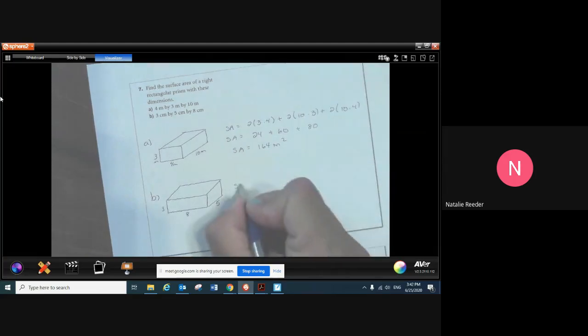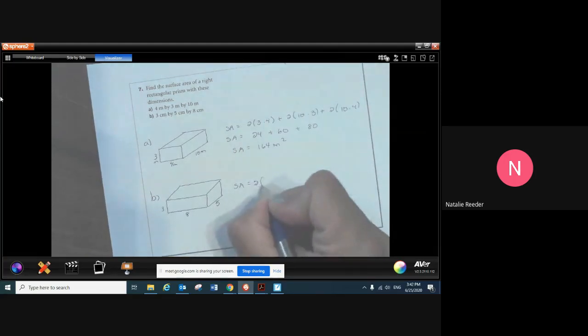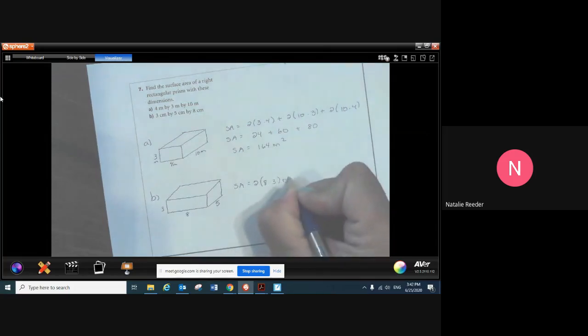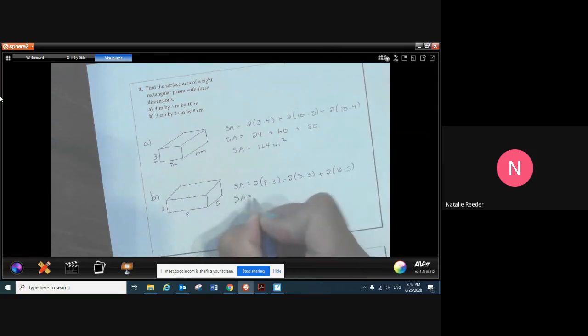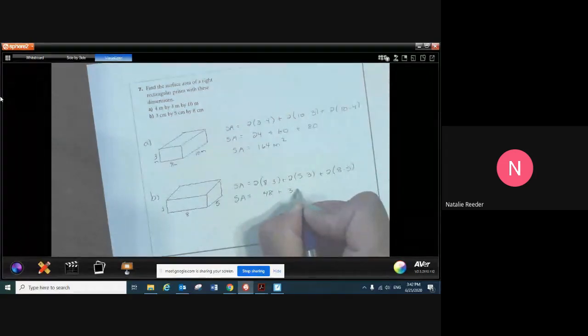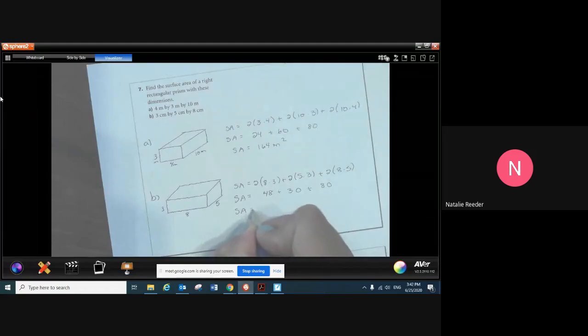Surface area is 2 times the area of the front, 8 times 3, plus 2 times the area of the side, 5 times 3, plus 2 times the area of the top, which is 8 times 5. Let's do our multiplications. This gives me 48, 30, and 80. So the total surface area would be 158 centimeters squared.